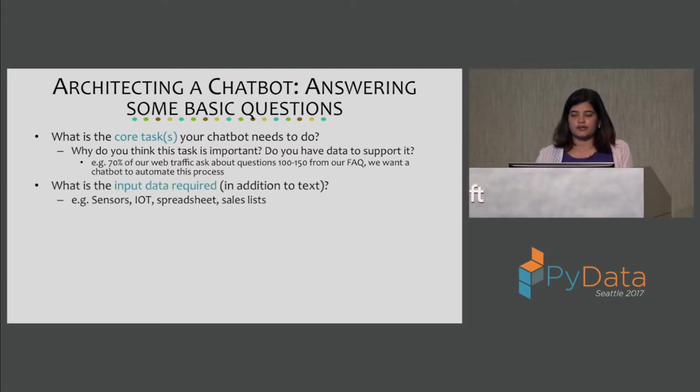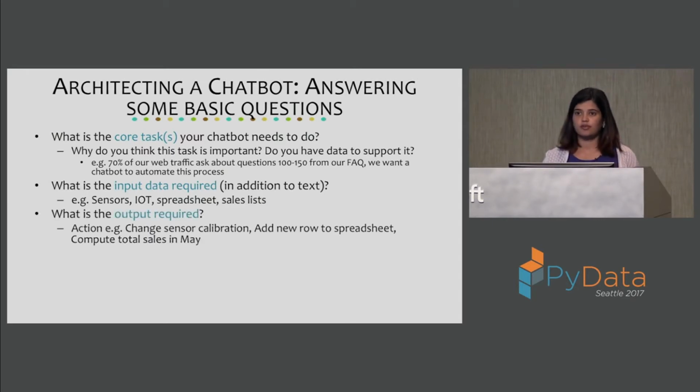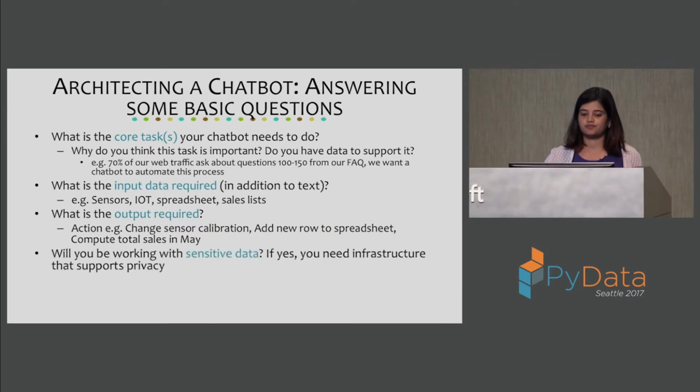What is the input data? So the previous example that I gave was it needed to be connected to sensor data. It needed to be connected to scheduling of all the customer service representatives and a bunch of other things. So what is all of that? What are all of those inputs that your chatbot needs to be connected to? What is the output? Do you want to change a number on a spreadsheet? Do you want to change a sensor? Do you want to have sales projections? Will you be working with sensitive data?